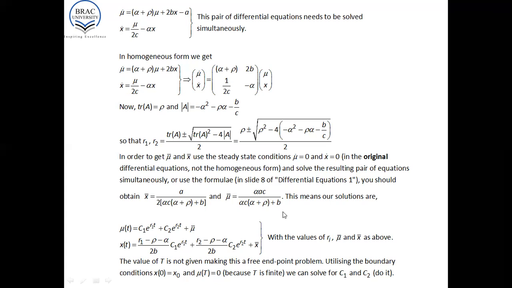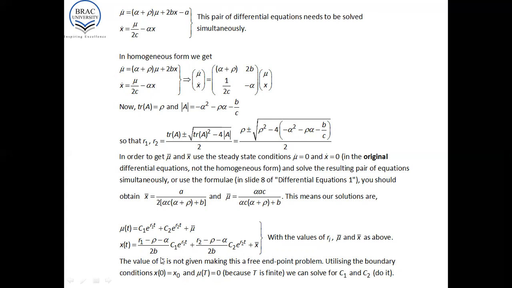And this means that our solutions are mu of t equal to c1 e to the power r1 t plus c2 e to the power r2 t plus mu bar, and x of t is equal to (r1 minus rho minus alpha) by 2b times c1 e to the power r1 t plus (r2 minus rho minus alpha) by 2b times c2 e to the power r2 t plus x bar. So x bar and mu bar are this, and R1 and R2 are this. R1 is rho plus this thing, and R2 is rho minus this thing.